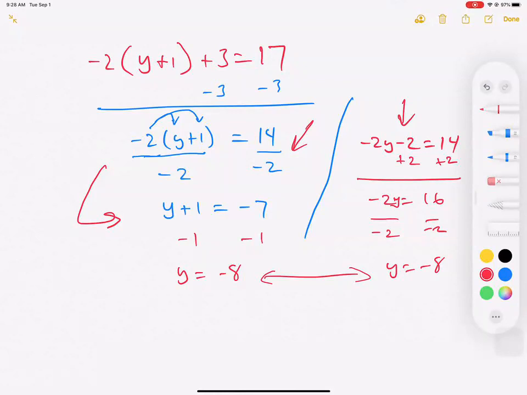Okay. So today, what you guys are going to do, you're going to do IXL right now in class, and I want to see your progress.